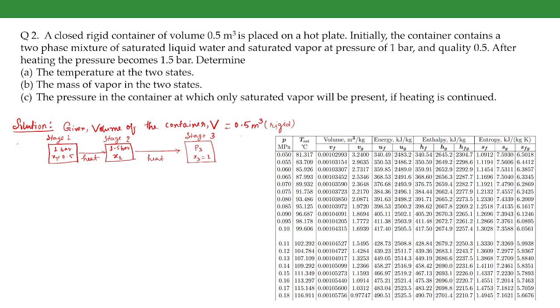Determine the temperature at the two states, the mass of vapor in the two states, and the pressure in the container at which only saturated vapor will be present if heating is continued.